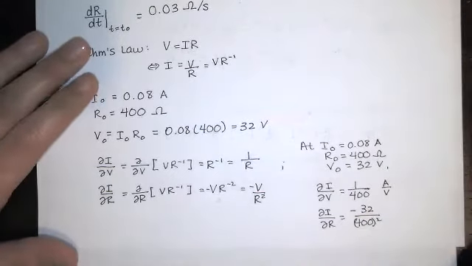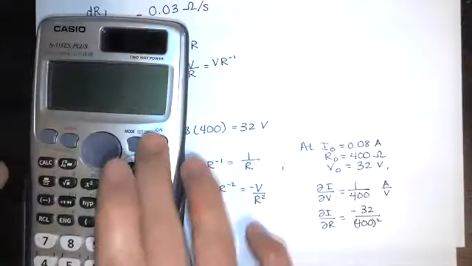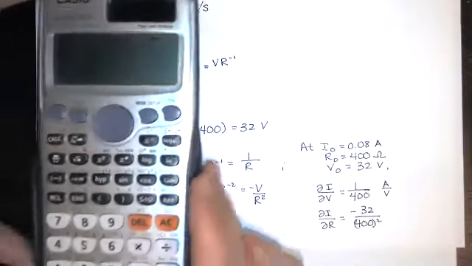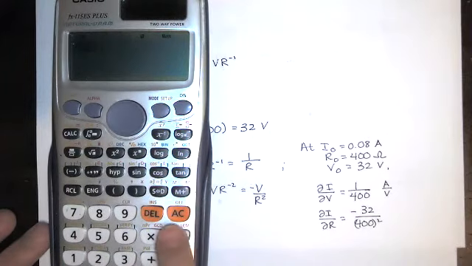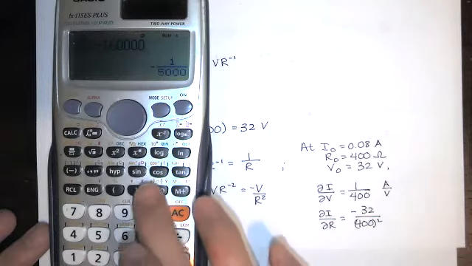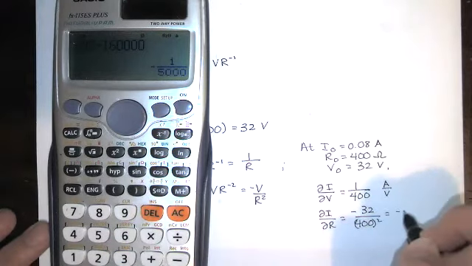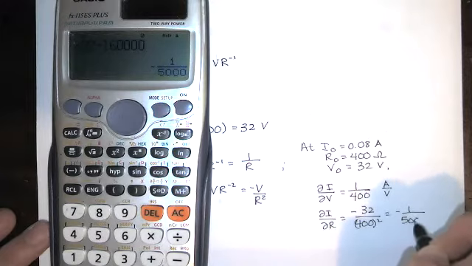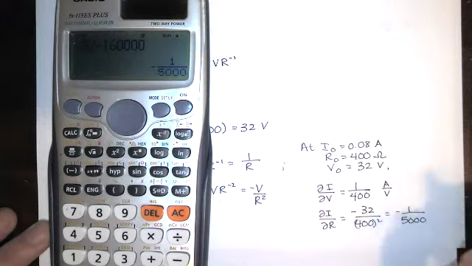Let me get my calculator for that. Probably shouldn't need a calculator for that. That's just 16 with 4 zeros. So I have negative 1 over 5,000, with units of the numerator over units of the denominator. So that's amps per ohm.